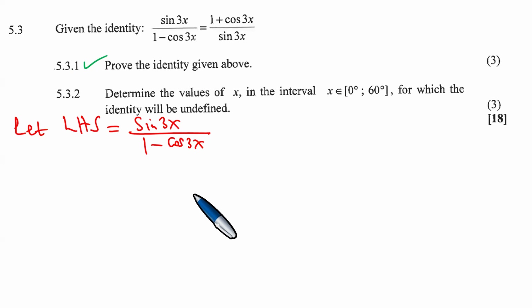But let's try this one. 5.3.1, we need to prove this identity. We want to do it together. What can you throw in as an idea on what you think the best way to tackle this is? There are many ways to do it, but any suggestion, any idea?